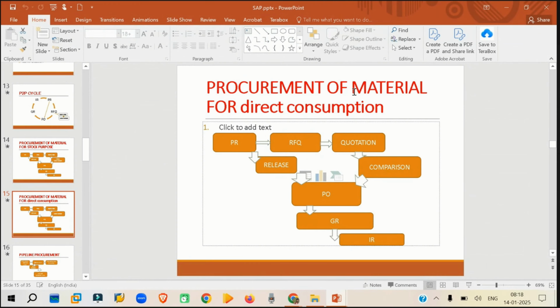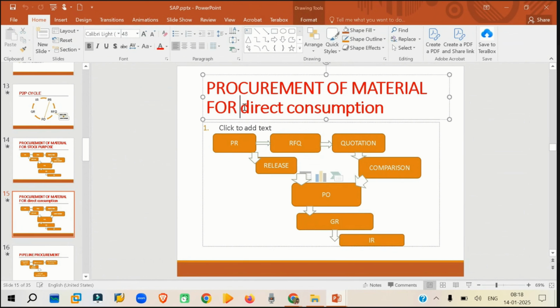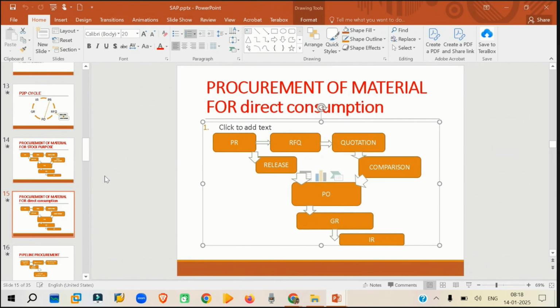So when you procure some material for direct consumption, then you have to give the cost center over there. So that we'll see in the process, while we are creating a purchase order, at that point of time we'll see what the cost center is.